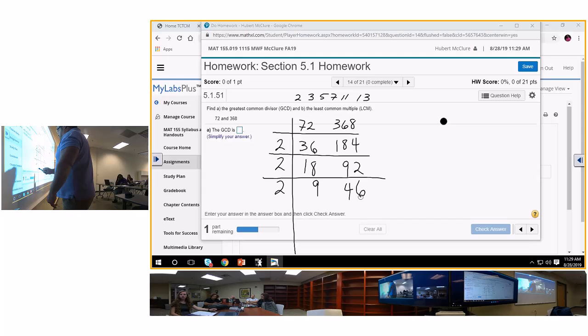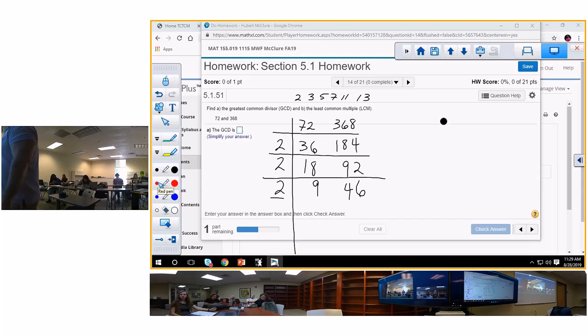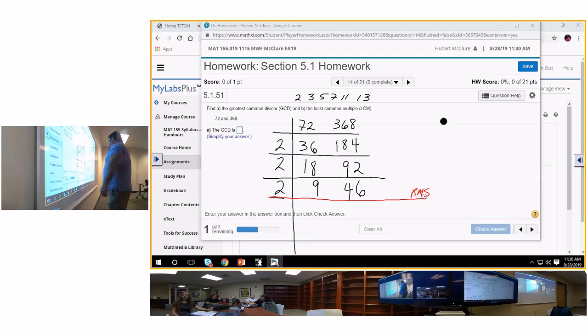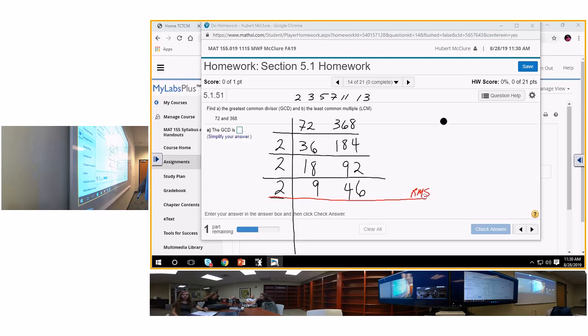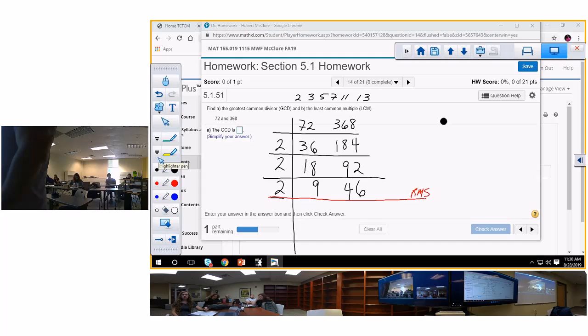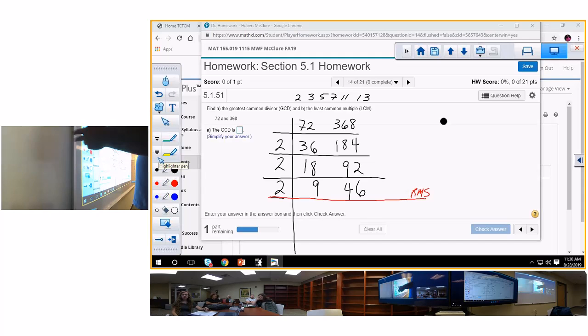Uh-oh. Looks like real math stops. Why does the real math stop? Because the only thing that'll go into 9 is what? 3. And 3 will not go into what? 46. So real math stops. So 2 times 2 times 2 is what? The least common multiple. Or if I got them backwards, is that the greatest common divisor? Whatever, that is that right there.